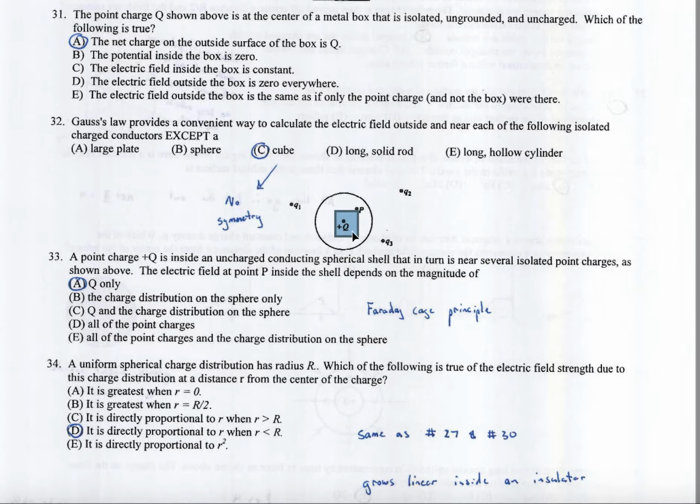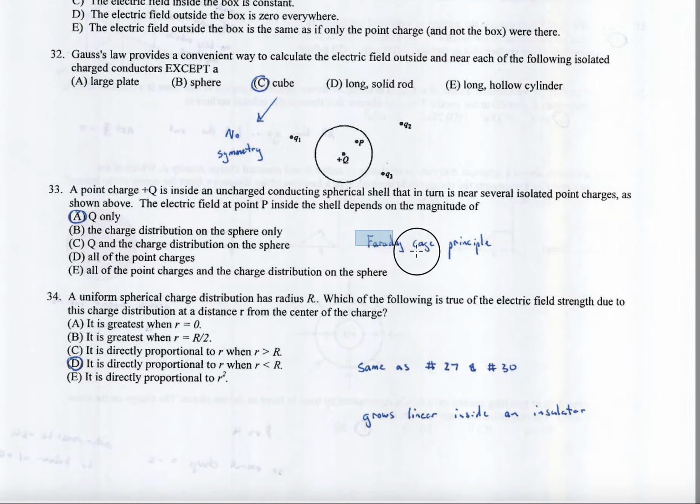Again, watch the Faraday cage video again. If the Q wasn't there, would those charges make P have an electric field? The answer would be no. The cage is going to shield it. So the only thing that does affect it is a charge that's inside the Faraday cage. Again, watch that MIT video. It's like 4 minutes long. It kind of gives you an idea how a Faraday cage works.